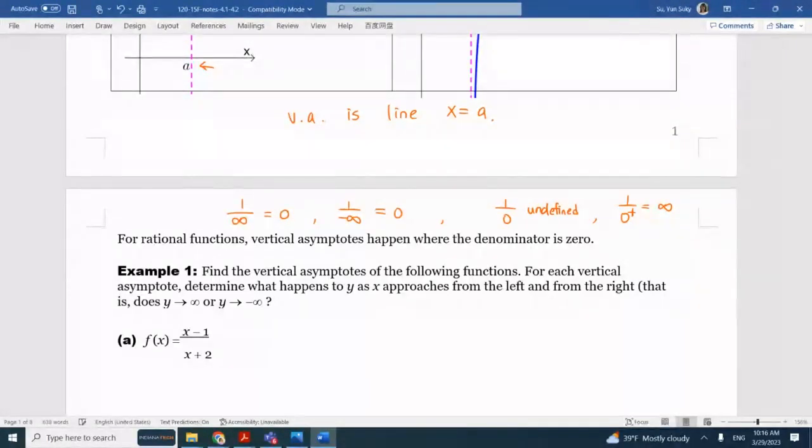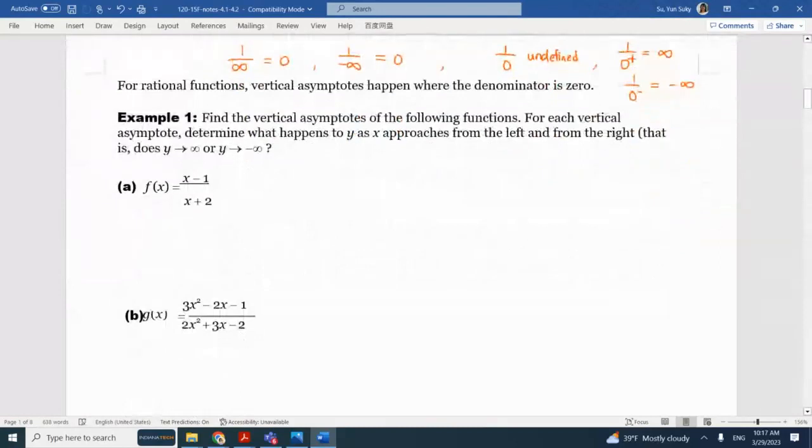So 1 over 0 plus, what's that mean? Okay, 1 over a number that is positive and very small. Think about it, 1 over 0.001, you get 1,000, right? 1 over a positive number, which is close to 0, you get a big number. So 1 over 0 plus is infinity. How about 1 over 0 minus? Any guess? Negative infinity. Yes. Please keep these in mind. Okay, everybody?